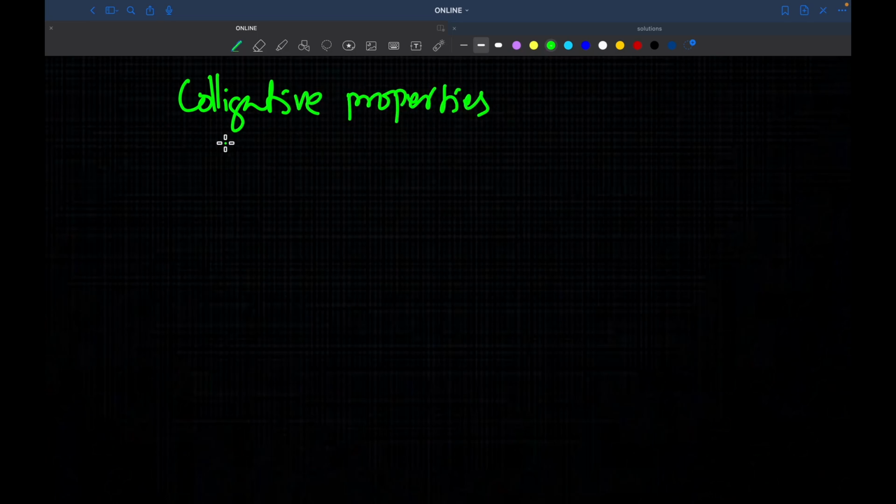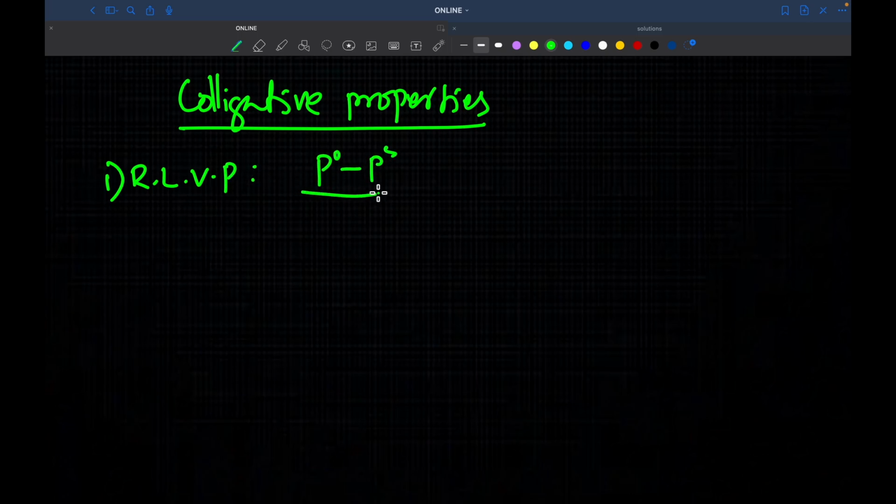Before we conclude, we have these colligative properties. Let us summarize all colligative properties, then we'll go to another topic. We have seen relative lowering of vapor pressure. The formula: P naught minus Ps by P naught equals x2, which is equal to W2 by M2 into M1 by W1. So this is the RLVP.